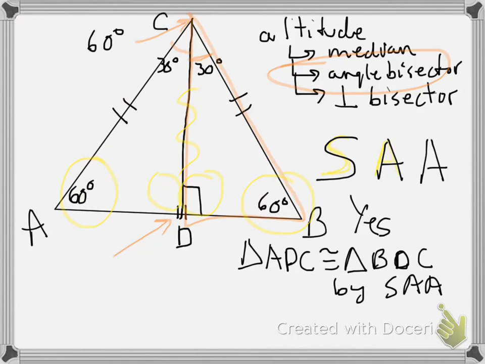And then it asks, what do you know about AD and BD? Well, if the triangles are the same, are congruent, then we know this is the same as this. And so that means D, we could call it the midpoint. It cuts it in half.